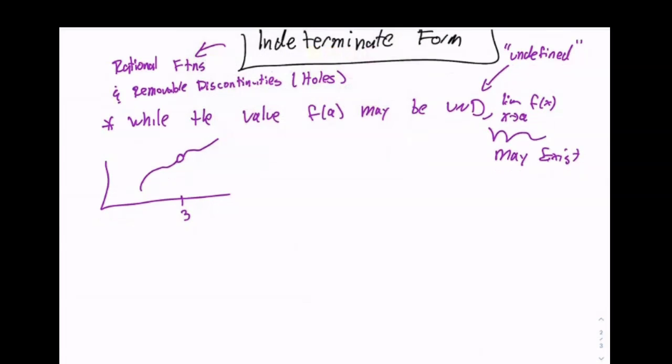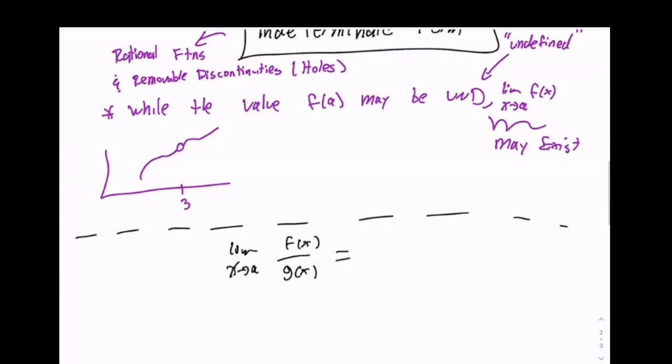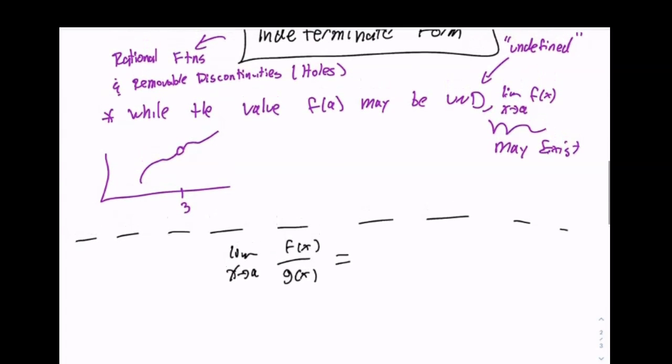All right, so here's what the problems look like. Typically, we're going to take the limit as x approaches a of a function divided by another function. So it's like this. Now, don't overthink it. How do I find the answer? What do I do? If I was given this type of problem, what do I do to evaluate a limit?